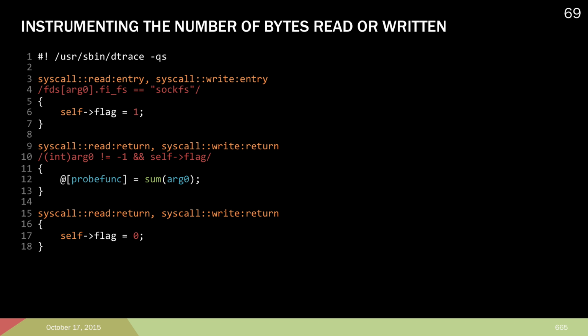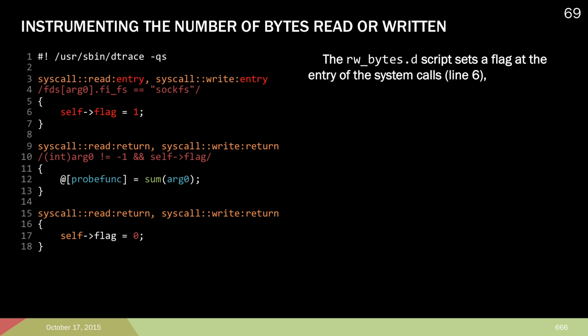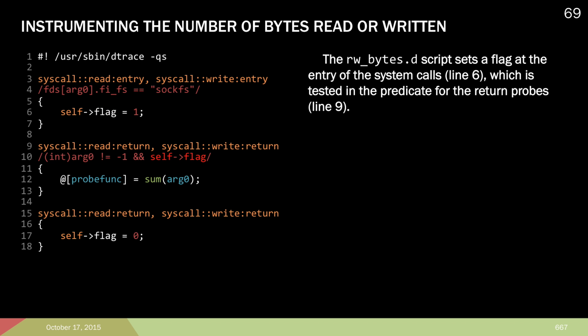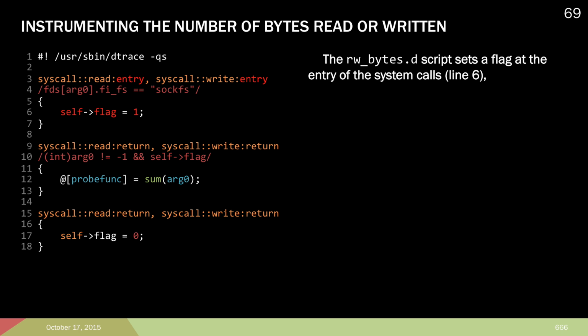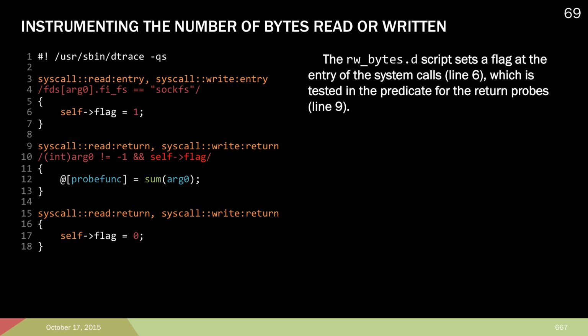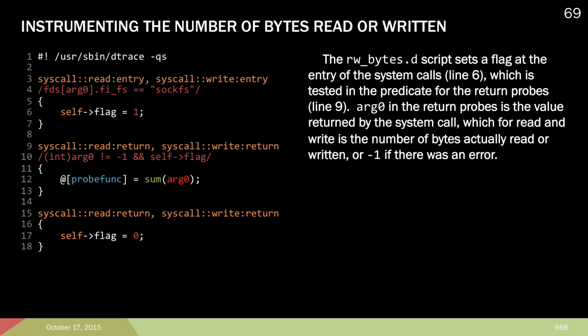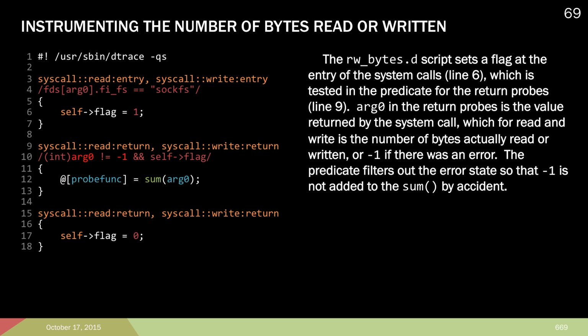Now let's get to the actual number of bytes read or written. Here we're setting a flag for when we enter the system call, and it's tested in the predicate for the return probe. arg0 in the return probe is the value returned by the system call. And if there's an error, we'd get -1. The predicate filters out the error state so that -1 is not added to the sum by accident.